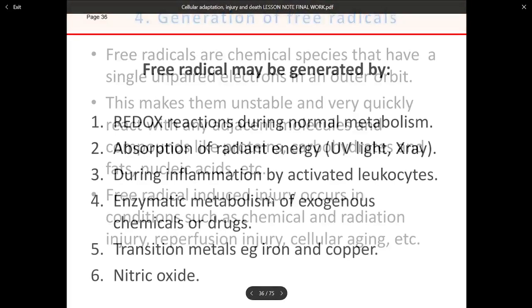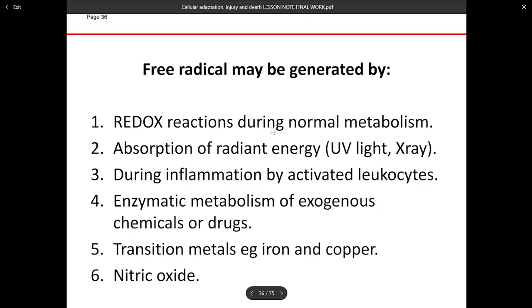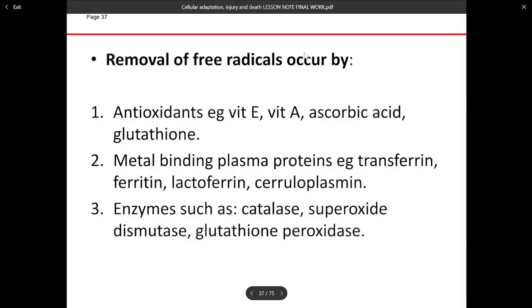Then cellular aging. Free radicals may be generated by redox reaction during normal metabolism, absorption of radiant energy, UV light, X-ray, during inflammation by activated leukocytes, enzymatic metabolism of exogenous chemicals or drugs, transition metals, e.g. iron, copper, and nitric oxide. Removal of free radicals occurs by antioxidants, for example vitamin E, vitamin A, ascorbic acid, glutathione, metal binding plasma proteins, e.g. transferrin, ferritin, lactoferrin, ceruloplasmin, and enzymes such as catalase, superoxide dismutase, glutathione peroxidase.